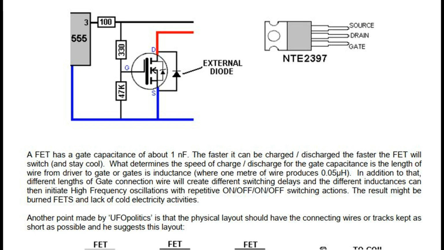A FET has a gate capacitance of about 1 nF. The faster it can be charged/discharged, the faster the FET will switch, and stay cool. What determines the speed of charge/discharge for the gate capacitance is the length of wire from driver to gate or gates, which has inductance, where 1 meter of wire produces 0.05 µH. In addition to that, different lengths of gate connection wire will create different switching delays, and the different inductances can then initiate high-frequency oscillations with repetitive on/off/on/off switching actions.